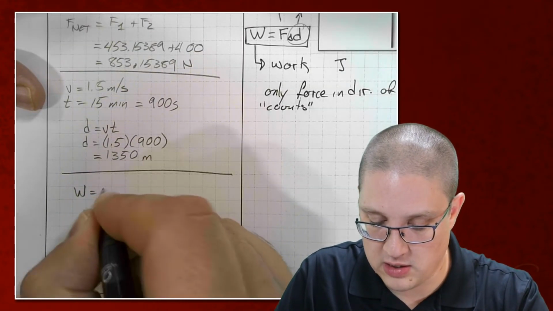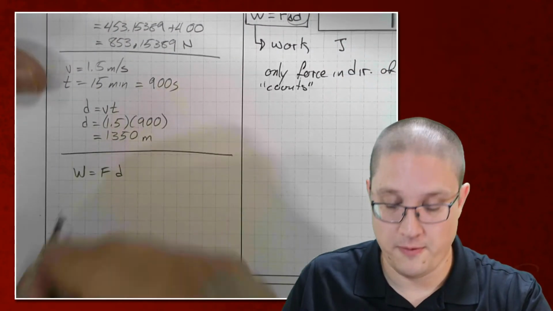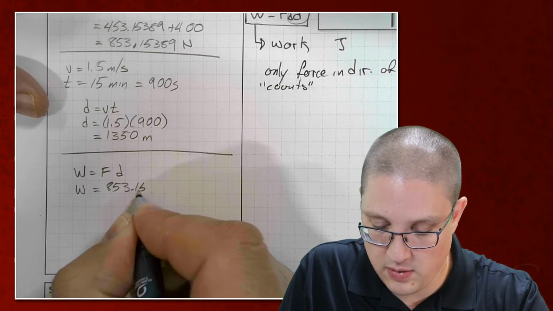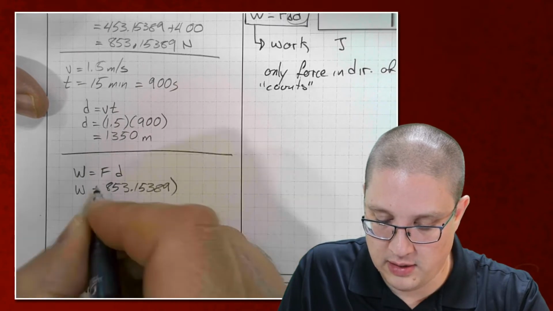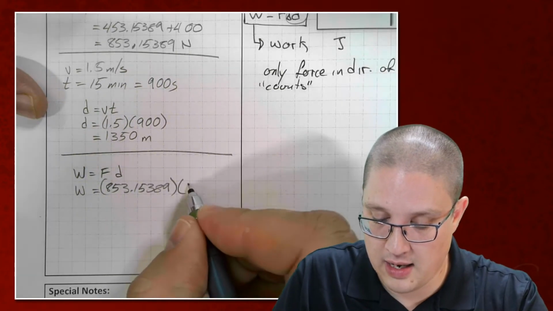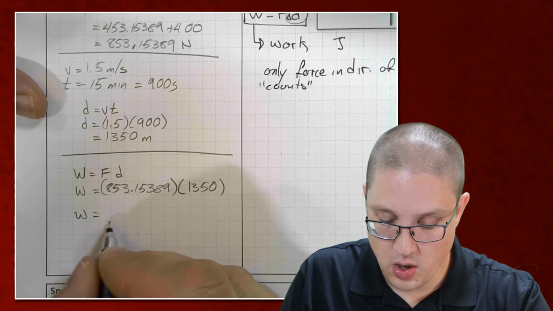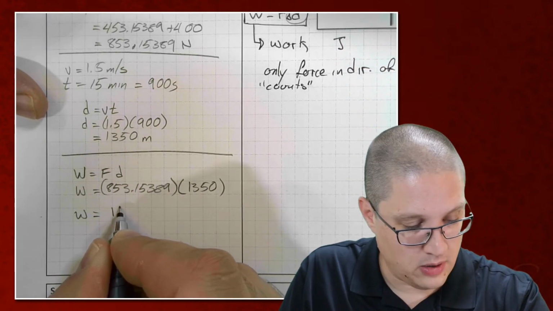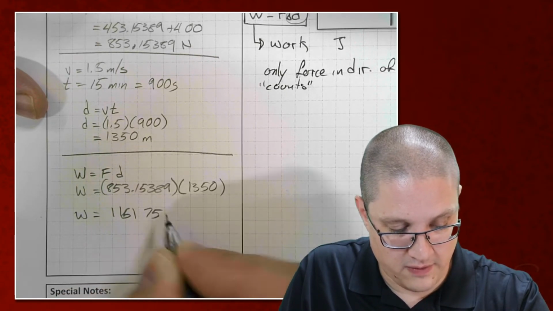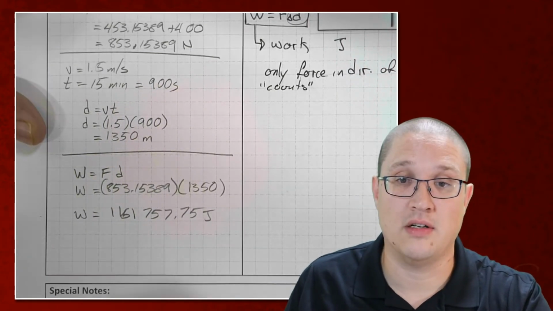And now I have my displacement and I can figure out the work done. So my work is my force exerted, my useful force, times the distance traveled. So my work is 853, and leave those numbers in your calculator. Don't round it off yet if you can. And that times 1350, which means my total work done works out to 1,151,757.75 joules. Let's turn that into scientific notation.